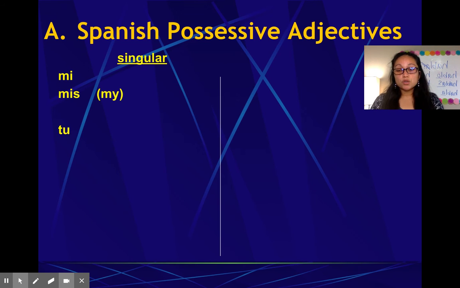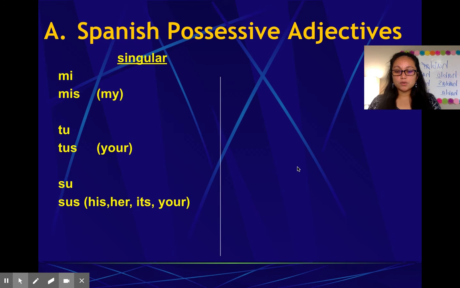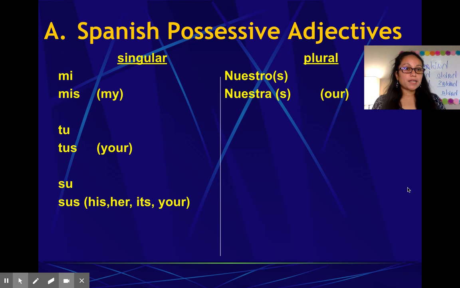Then you have tu, tus. This means your. Su y sus mean his, hers, its, or yours. What about for plural subjects? So for the nosotros form, if you're saying our pencil, nuestro lápiz, our pencils, nuestros lápices. What if you have pens, pluma? Nuestra pluma, or our pens, nuestras plumas.